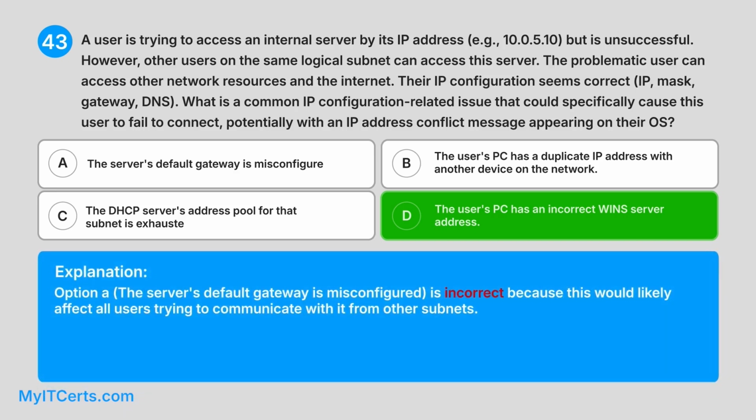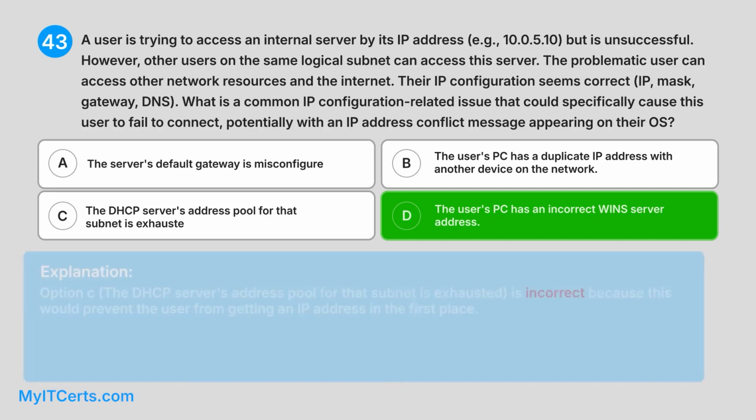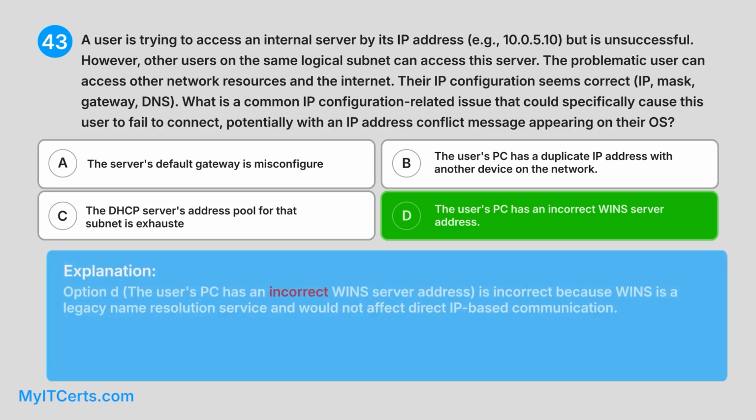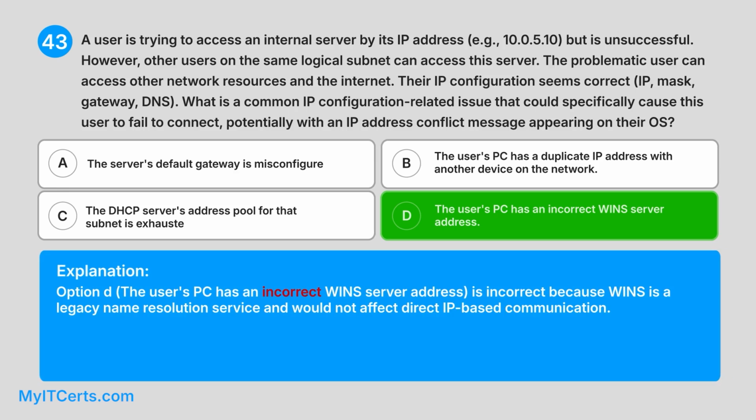Option A, the server's default gateway is misconfigured, is incorrect because this would likely affect all users trying to communicate with it from other subnets. Option C, the DHCP server's address pool for that subnet is exhausted, is incorrect because this would prevent the user from getting an IP address in the first place. Option D, the user's PC has an incorrect WINS server address, is incorrect because WINS is a legacy name resolution service, and would not affect direct IP-based communication.